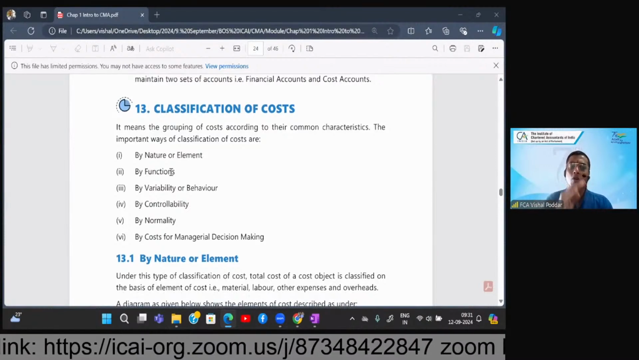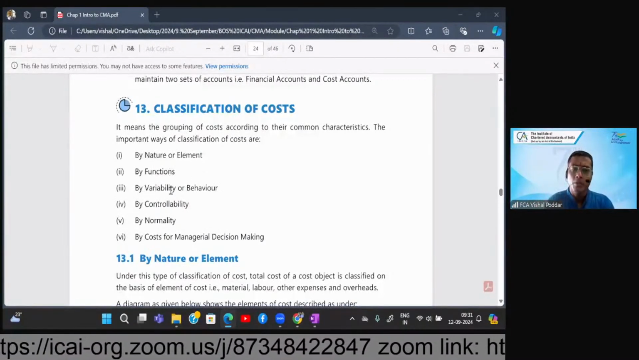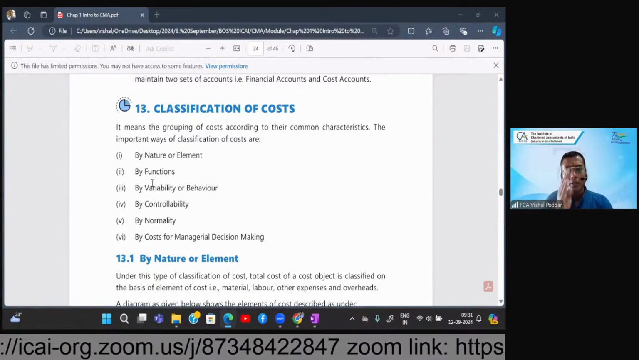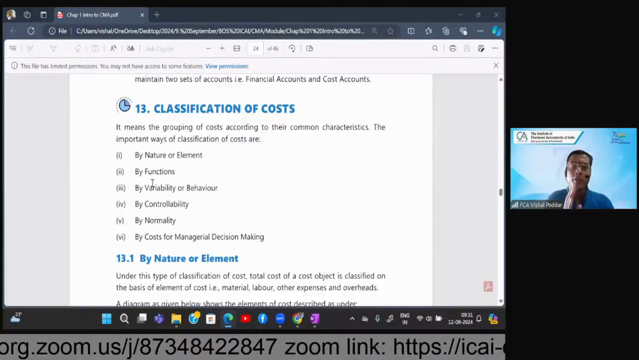Classification by function. We already saw this. It was production, administration, selling. Then comes classification by variability. Certain expenses are fixed. Certain are variable. Certain are semi-variable. What is fixed?